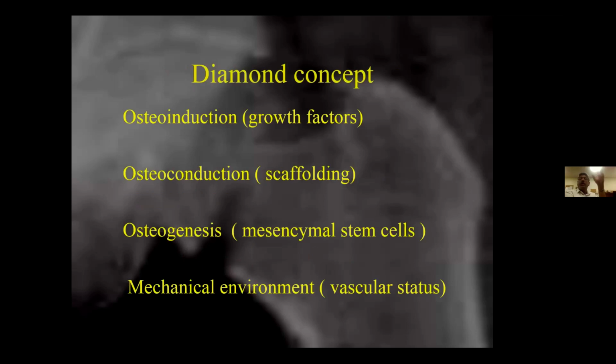You probably need to know the diamond concept of regeneration or healing. And for that, just remember the 4 words: osteoinduction, where growth factors are responsible for osteoinduction. There's osteoconduction, which is your scaffolding. Osteogenesis is from your uncommitted mesenchymal stem cells, which are going to be your ultimate osteogenesis. And all this can only work if you have a mechanical environment which is conducive to bone healing. And the most important mechanical environment would be the vascular status.